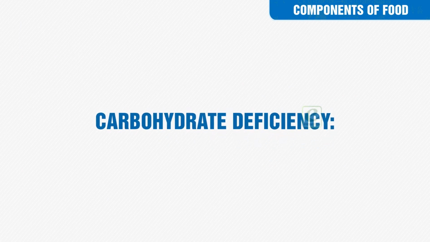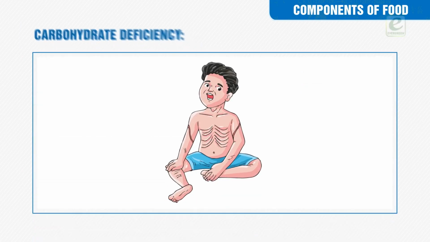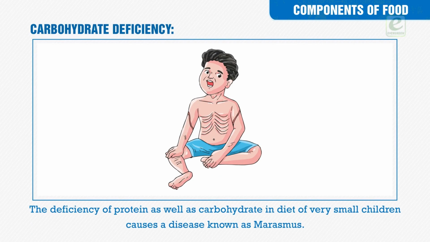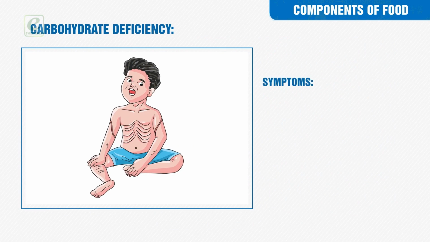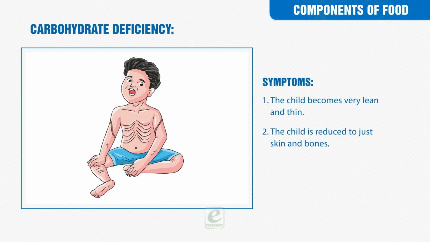Carbohydrate deficiency. The deficiency of protein as well as carbohydrate in diet of very small children causes a disease known as marasmus. Symptoms. The child becomes very lean and thin. The child is reduced to just skin and bones. The ribs of child look very prominent.